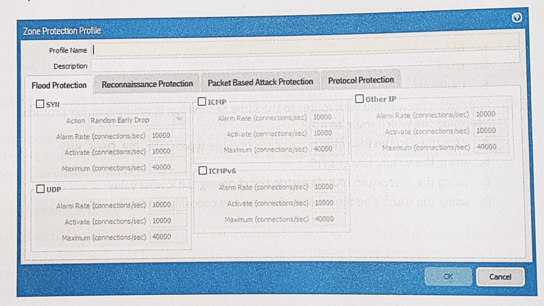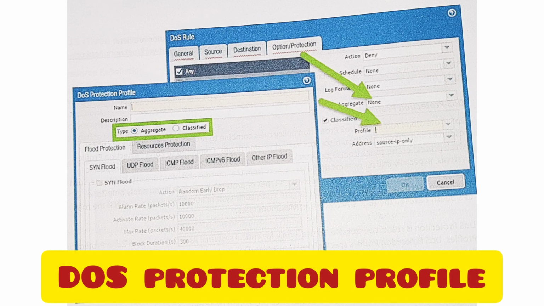DoS protection policy rules define individual IP addresses in a zone. For example, this protection is done early in the traffic processing flow, thus minimizing firewall resource use. Less resources get used. Let's understand DoS protection profile.